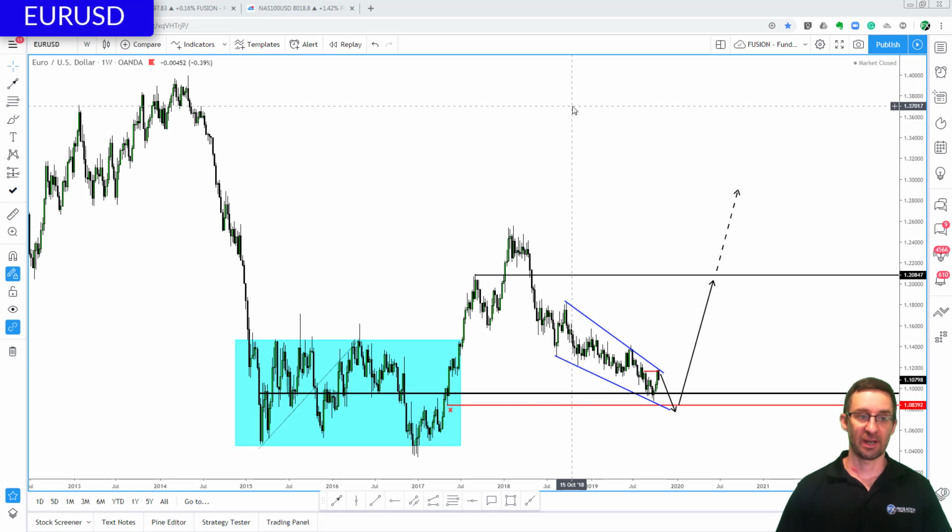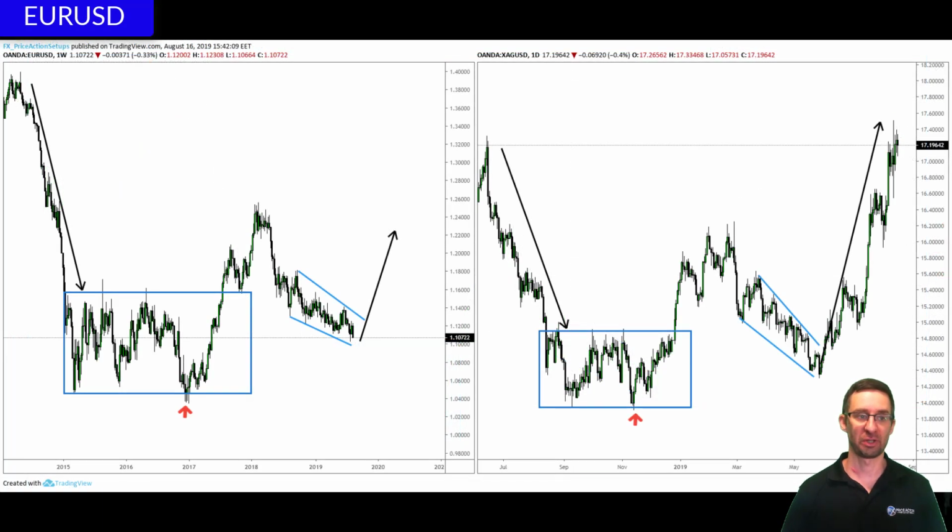All right, the first chart I want to discuss is that of EURUSD. Now, a little while ago, I shared this comparison chart between silver and EURUSD, and it's setting up in a similar fashion, and I'm expecting a similar kind of move.